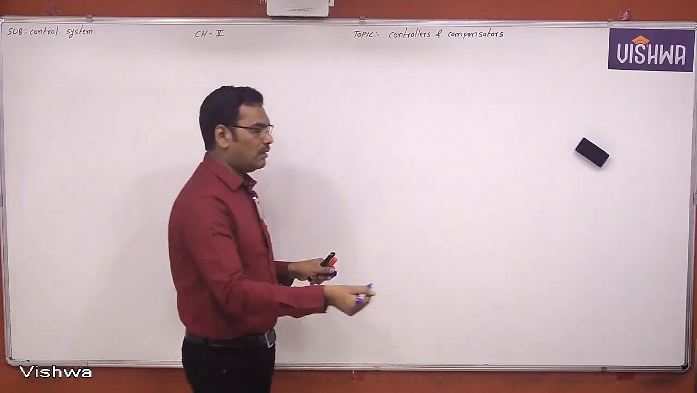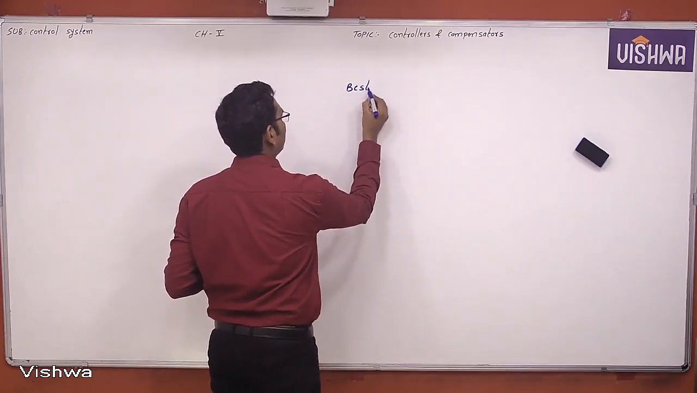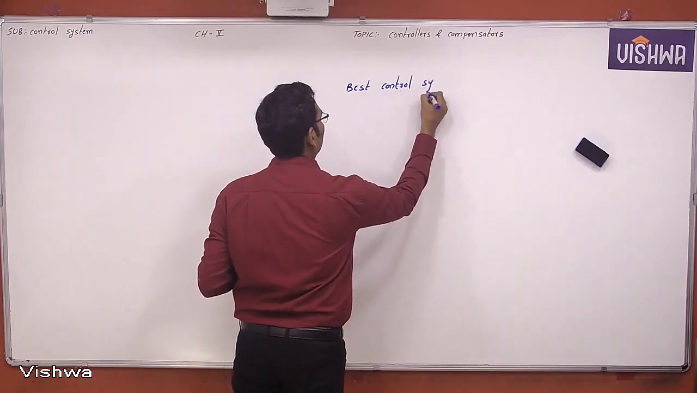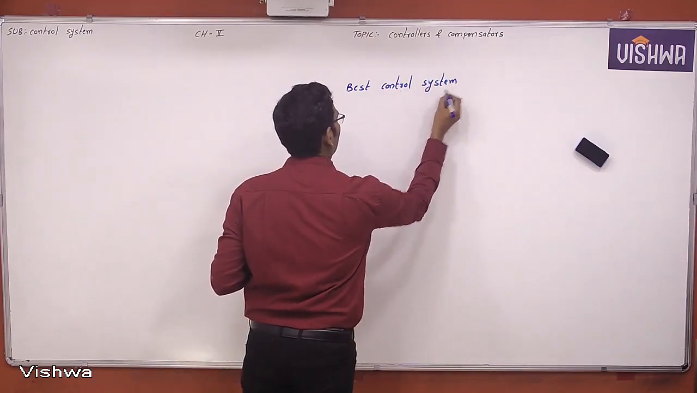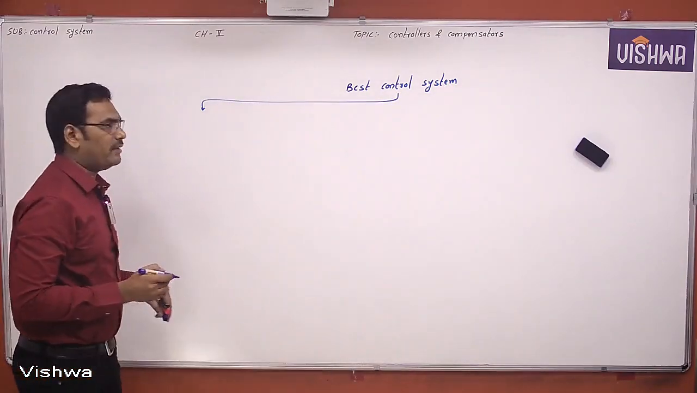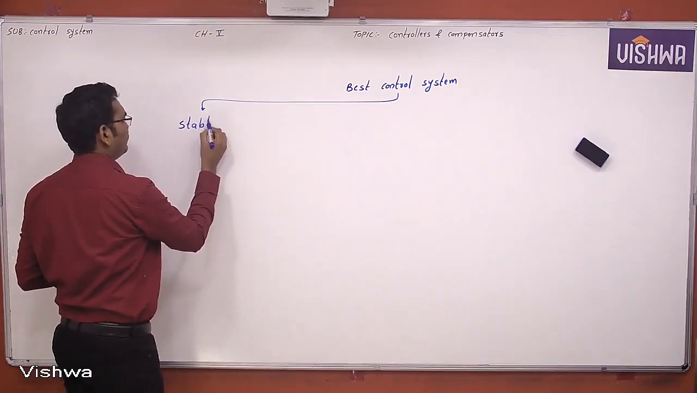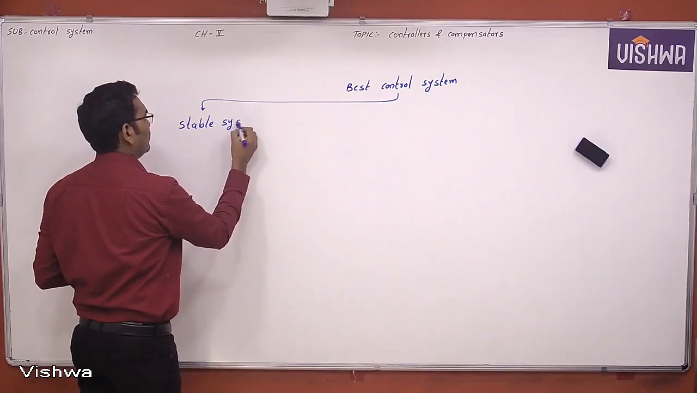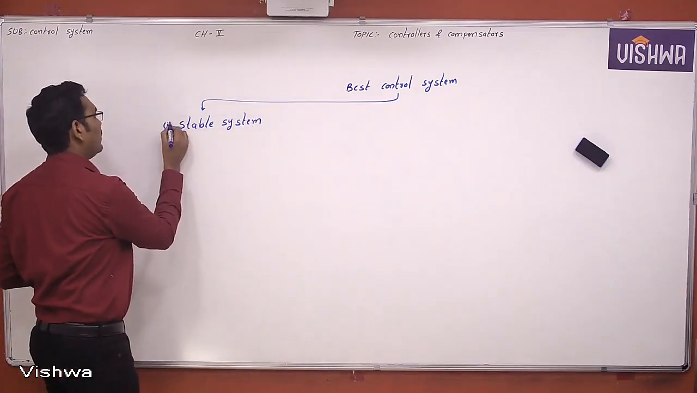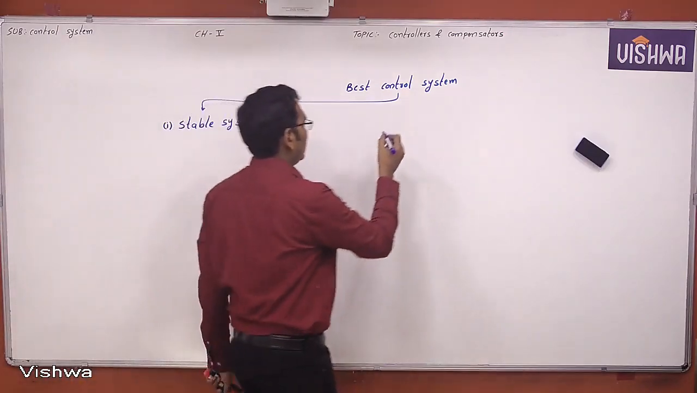What type of features is required for designing of a system? Now obviously for a control system, the best control system, the first point in our mind without any second thought, is that it should be a stable system. This should be the first feature we require for designing a best control system. Now what is the second feature?